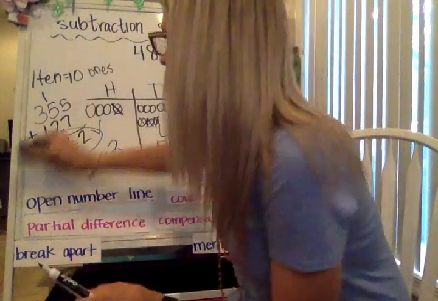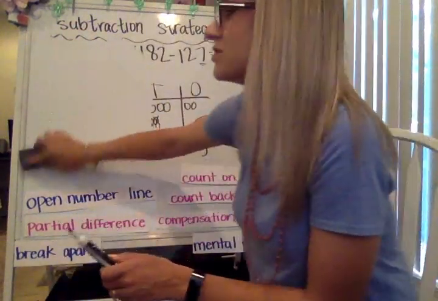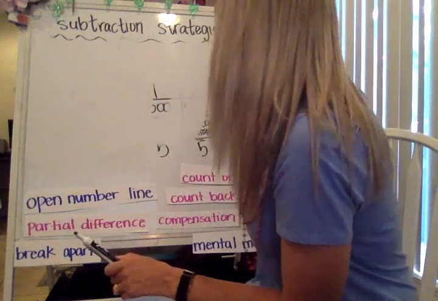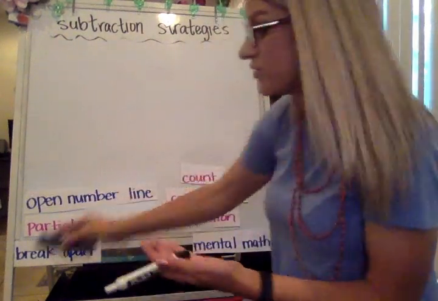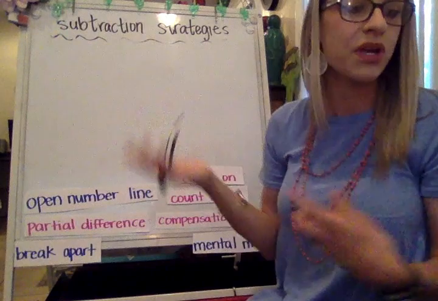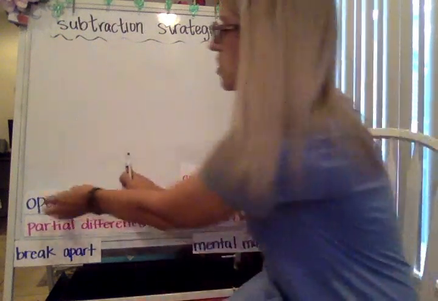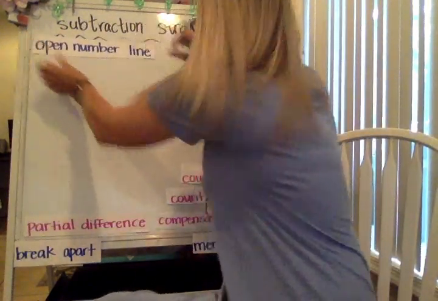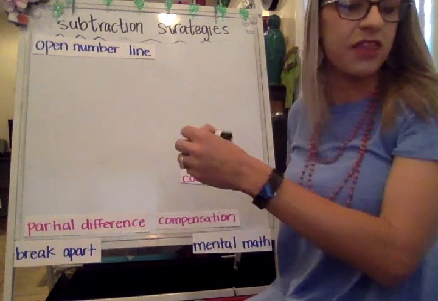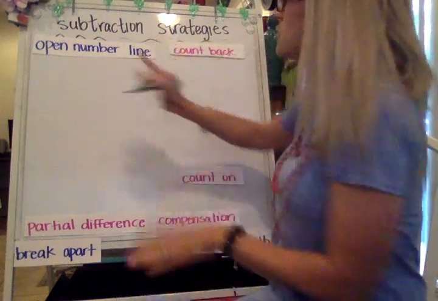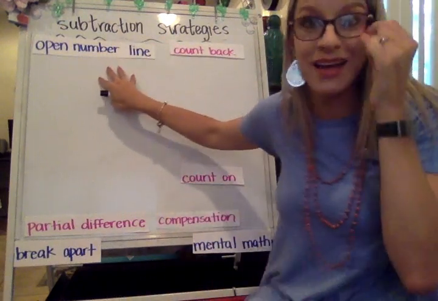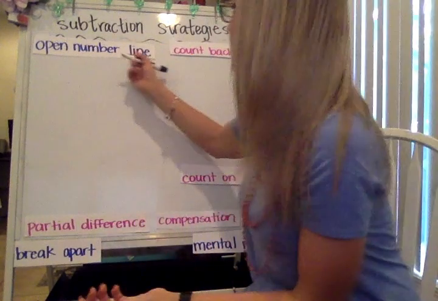The next thing that I want to talk about is using the open number line. So we can use the open number line to solve in 2 different ways. When using the open number line, we can count on or we can count back. First, we're going to start with counting backwards. So this is how you use the open number line in order to count back to solve an equation.